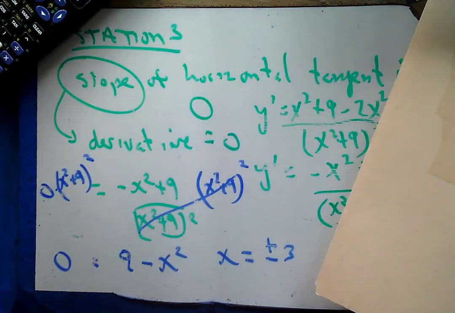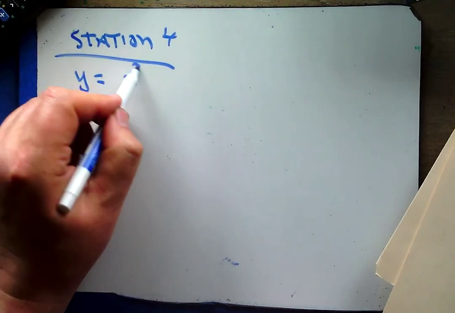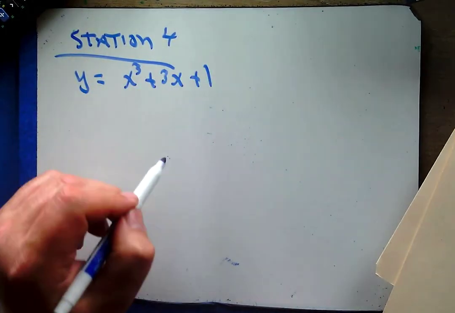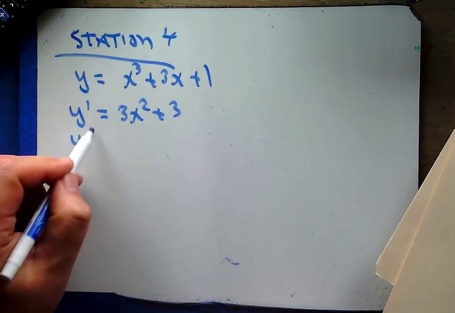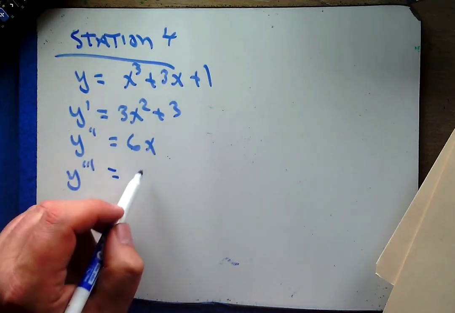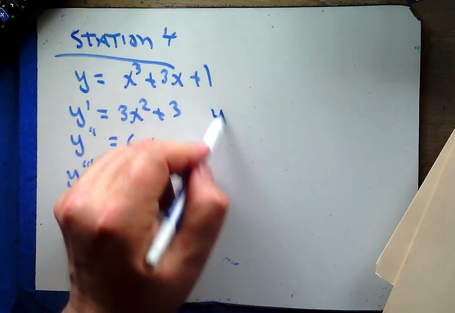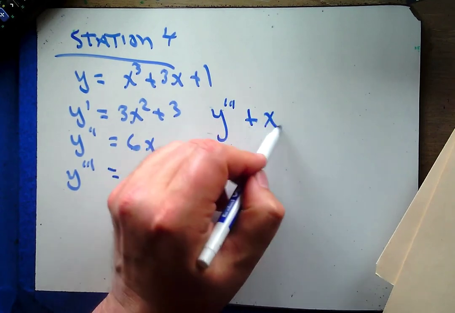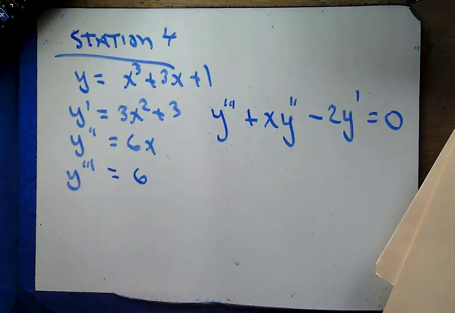Well, okay, let's see what that's all about. Station 4. We got y equals x to the third plus 3x plus 1. So y prime would be 3x squared plus 3. Y double prime would be 6x. Y triple prime is going to be 6. Okay, and it says satisfies the equation y triple prime plus x y double prime minus 2y prime equals 0.